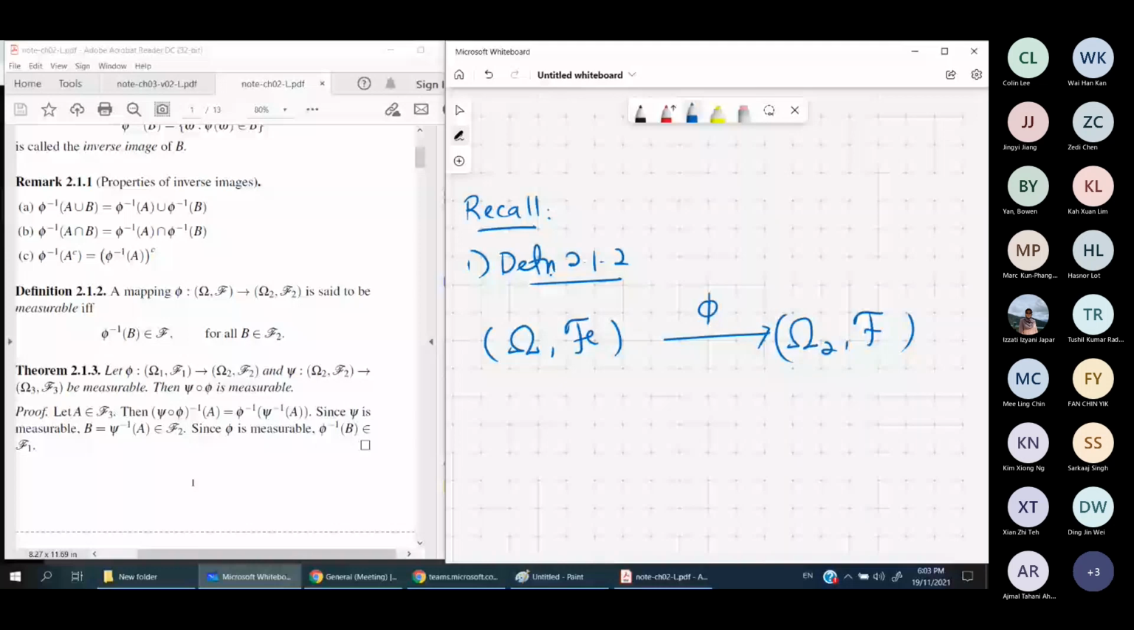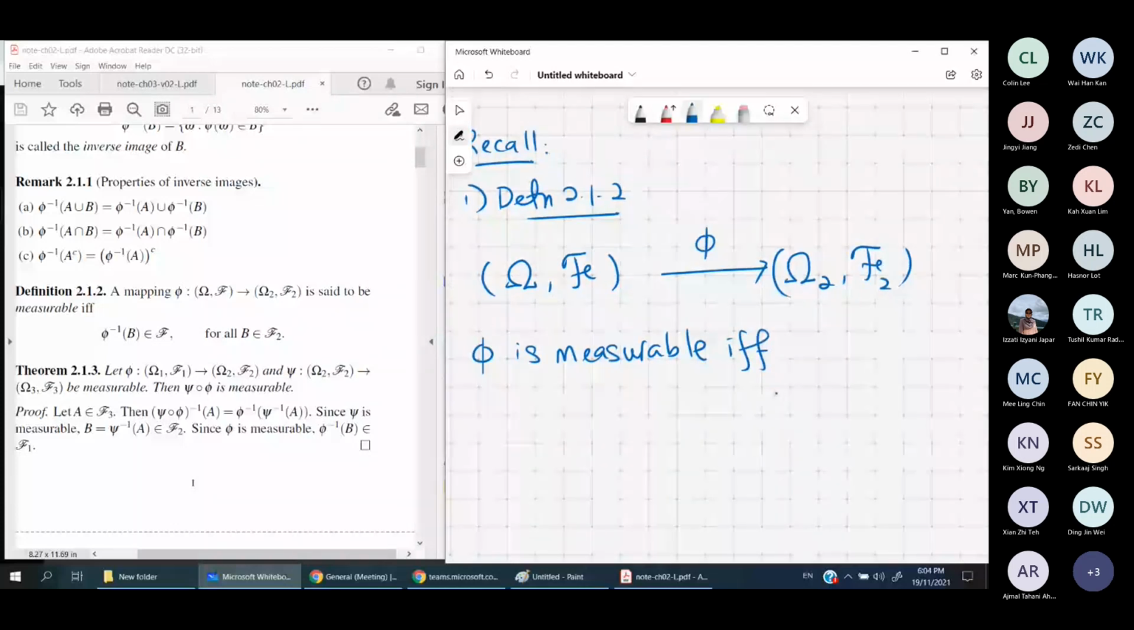So we say that this phi is measurable provided it fulfills these conditions. So it will be a reverse process, so maybe I just put it the other way around. I hope you will agree with this approach. That is, when B is an event in F2, or omega 2.